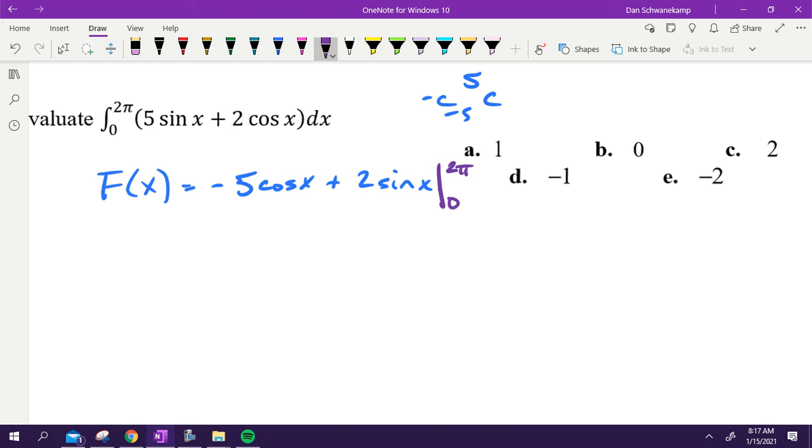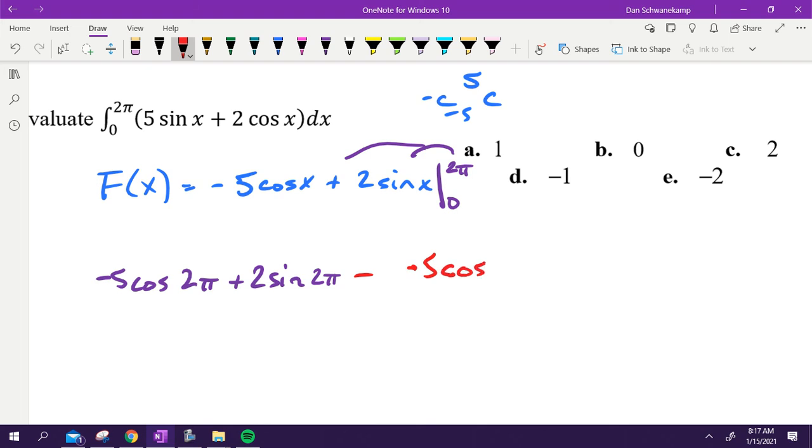Then I plug in, so it's negative 5 cosine 2 pi plus 2 sine 2 pi. That's what I got when I plugged in the upper bound. Then I'm going to plug in the lower bound, so it's minus negative 5 cosine of 0 plus 2 sine of 0. Is that good? No, it's bad. Why is it bad? Parentheses, because you're subtracting all of that. I'm going to do it wrong every time so that you learn and don't do that.